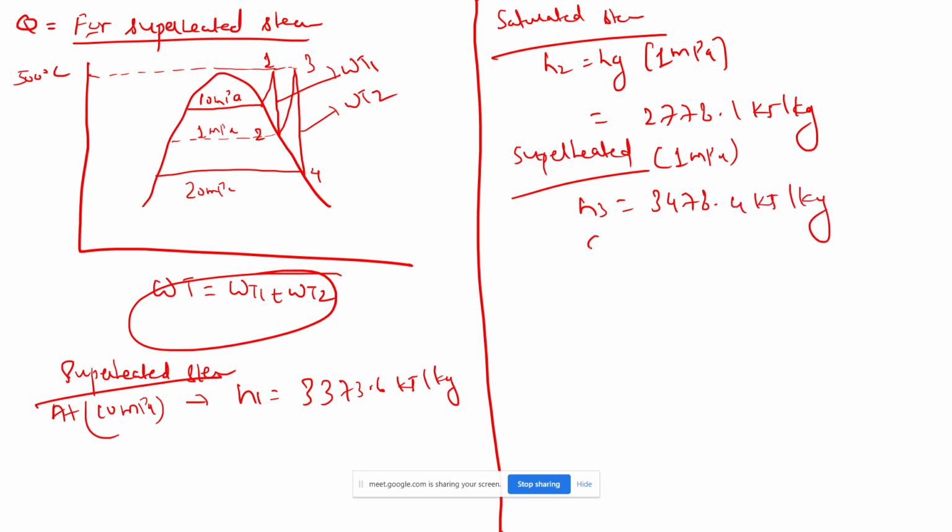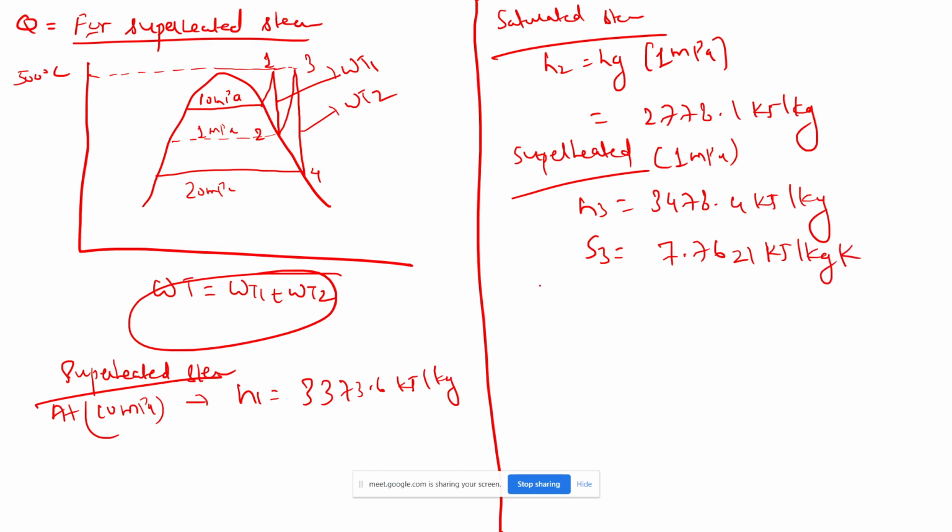Also, here we can get the entropy because we don't know the quality of the steam at the exit of turbine 2. In the first part they mentioned that it is saturated vapor, but in the second part they haven't mentioned that after expanding in turbine 2 its quality is saturated vapor. So we have to determine the quality first. What will be S3? S3 for superheated steam we can get directly from the table, 7.76 kilojoule per kg Kelvin.